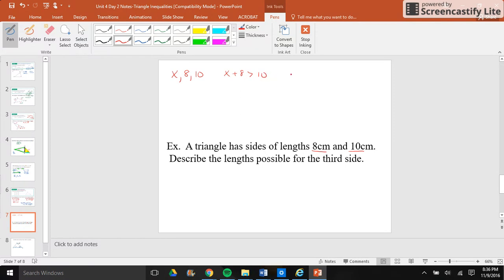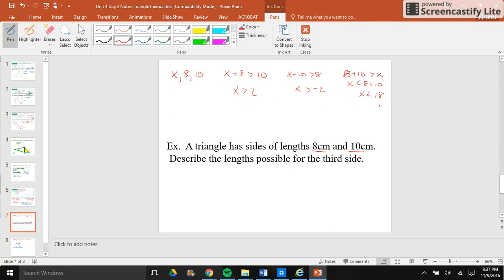So x plus 8 must be greater than 10. x plus 10 must be greater than 8. And then 8 plus 10 must be greater than x. I'm actually going to rewrite this as x must be less than 8 plus 10. I go ahead and solve these. This would give me x is greater than 2. This would give me x is greater than negative 2. And this would give me x is less than 18.